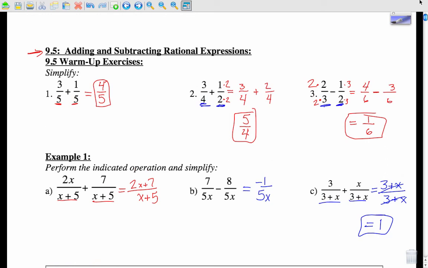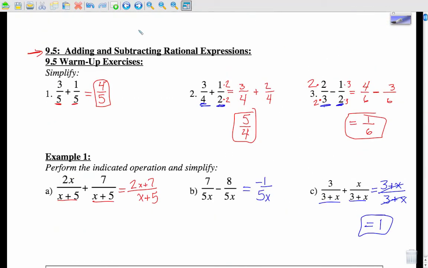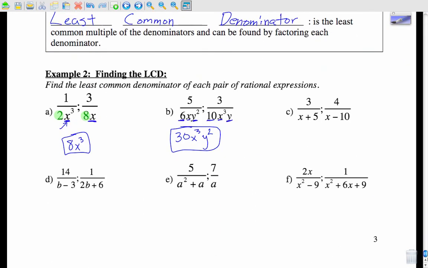Like this is. So let me give you a hint that I would maybe jot up top in your notes here. Before you find the LCD, you want to make sure that you factor all denominators first. I would maybe even put a star by this so you don't forget. You have to mess with the bottom first before you try to find the LCD.